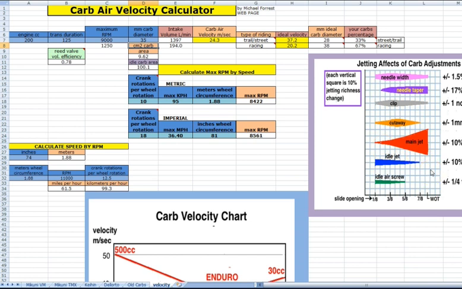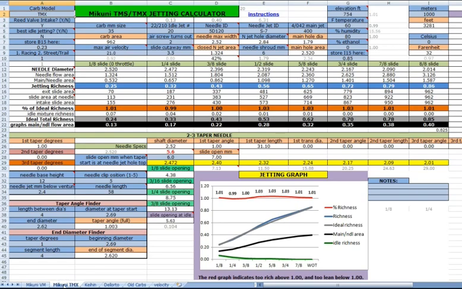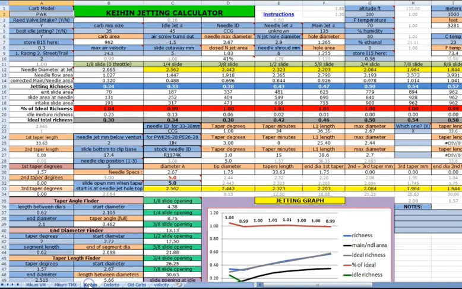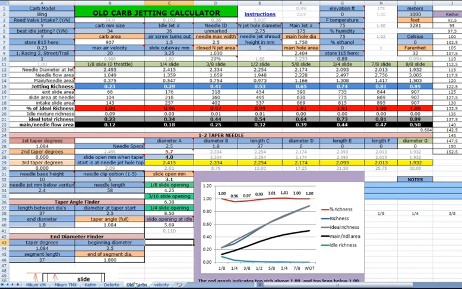So yeah, let's get back. If you look at the tabs right here, you got 1, 2, 3, 4, 5, 6 tabs. You click on the tab to go to that sheet. This is the Mikuni sheet. This is the Mikuni TMS sheet, the Keihin sheet, Dell'Orto sheet, and the old carbs sheet, which is for any other carb other than Mikuni, Dell'Orto, and Keihin.